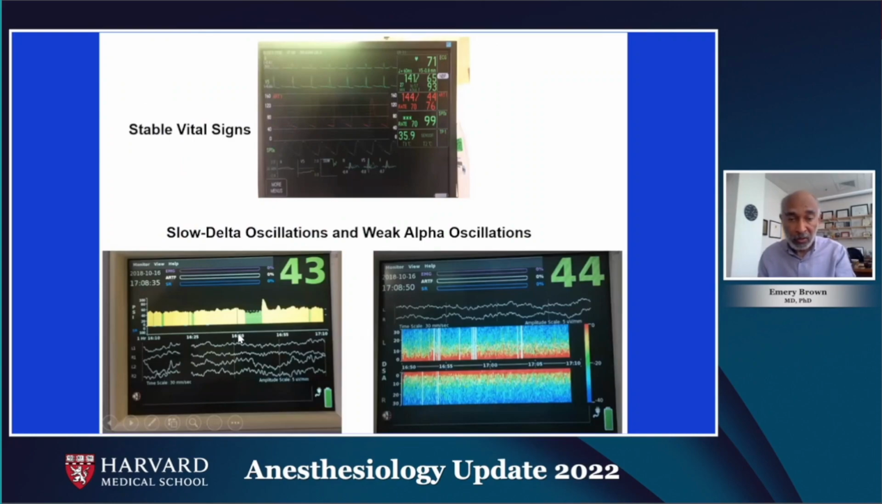So this is just to show you what her EEG looked like. You can see she just has primarily slow oscillations. And as we said, you can just see in the spectrogram the slow oscillations predominating here. She doesn't have any alpha oscillations whatsoever. Not surprising, because she's over 89 years of age. And during the case, her vital signs were quite stable.